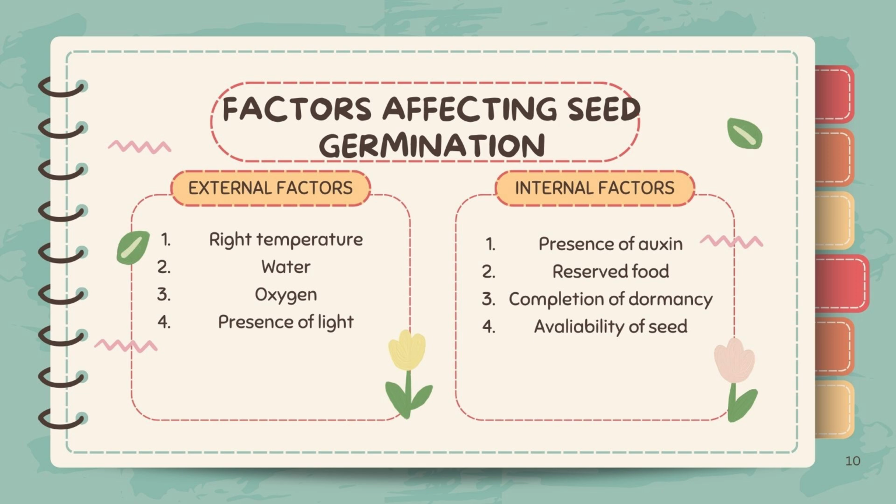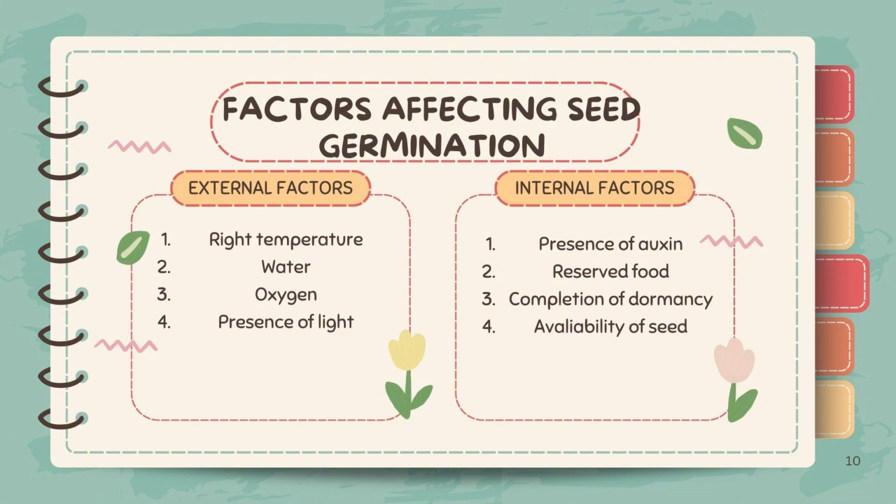On the other hand, the internal factors are presence of auxins, reserve food, completion of dormancy, and availability of seed. The presence of auxins plays a pivotal role in stem elongation and root formation. It regulates various growth processes, ensuring that the seedling grows in the right direction and forms a strong root system.